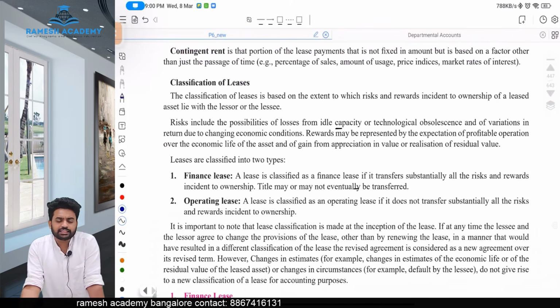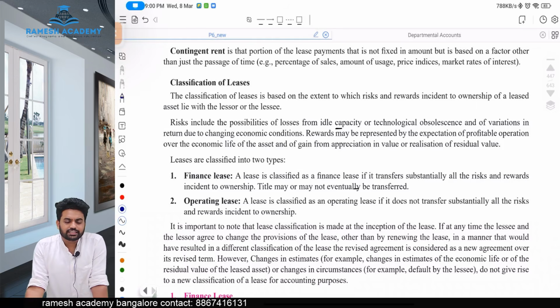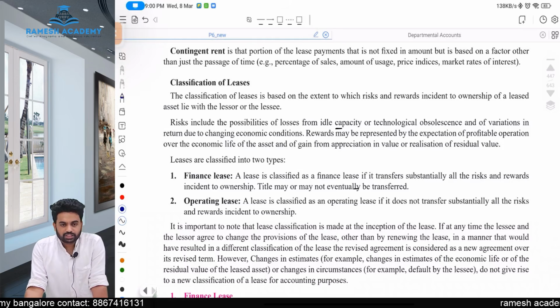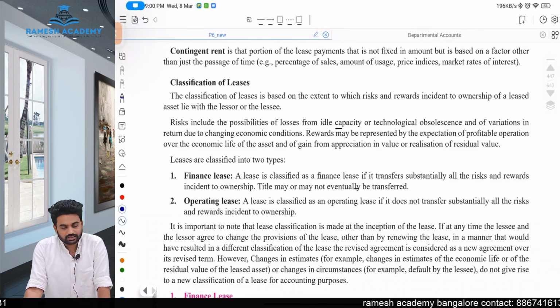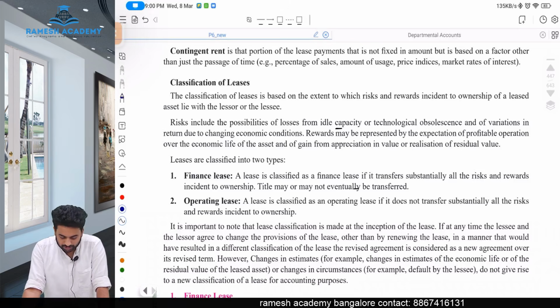What do you mean by contingent rent, sir? Contingent rent is a rent which is based on a variable. It is not fixed. It might be based upon usage, price indices, market, etc. If the rent depends on that, it is called contingent rent. So while calculating the MLP, that is minimum lease payment, you should ignore this contingent rent. Only the fixed portion is taken.